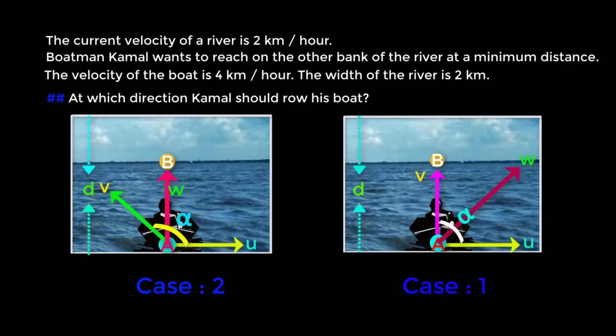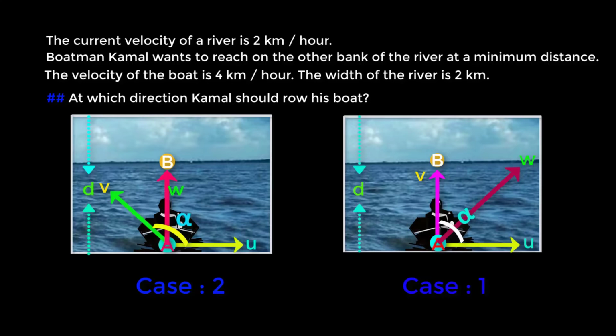See, we are asked to determine the direction. We know that in physics, to find the direction means to find the angle. That means we will have to find the value of alpha here. We also know that alpha is the angle between two vectors.